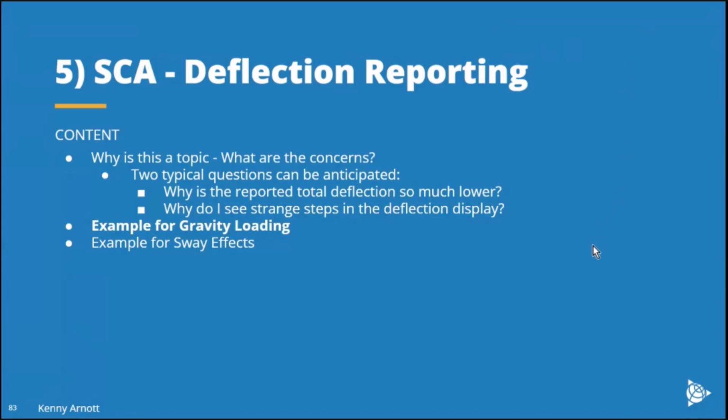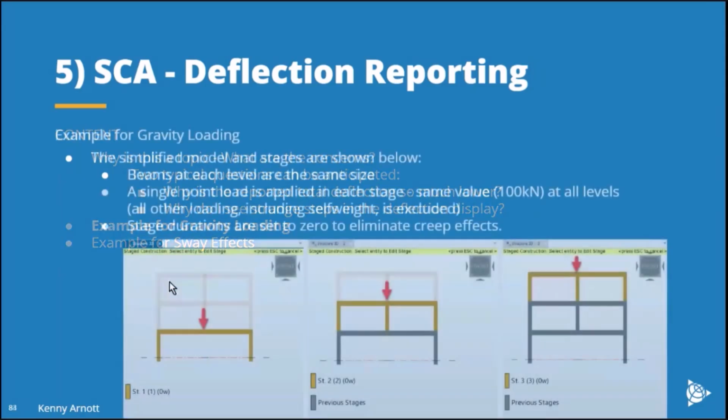Okay, in the video I've introduced what the concerns might be, basically two concerns, looking particularly at sway deflections: that the reported total sway deflections might be lower than you expect and seem low when you compare them with the results from a traditional first order linear analysis. And then also you can see these strange looking steps in the deflection display. So I'm going to start explaining all of that utilizing these two simple examples.